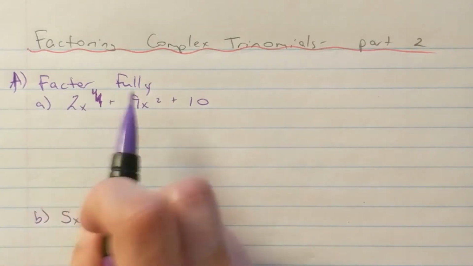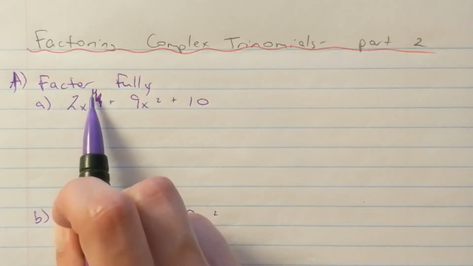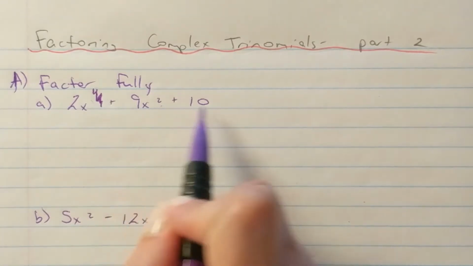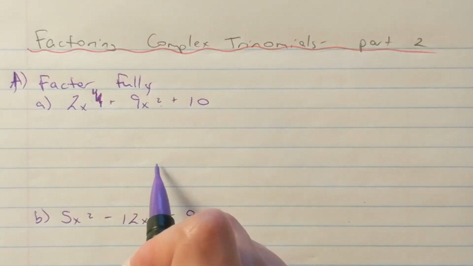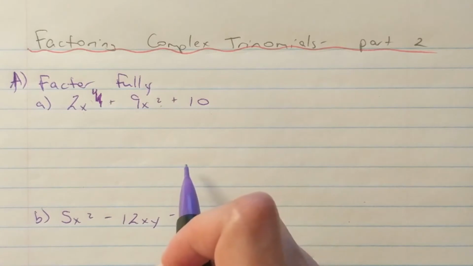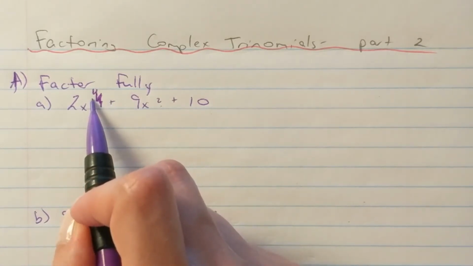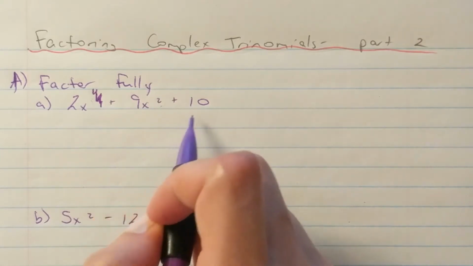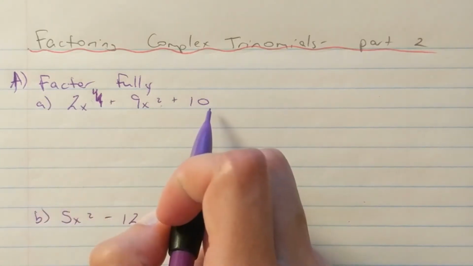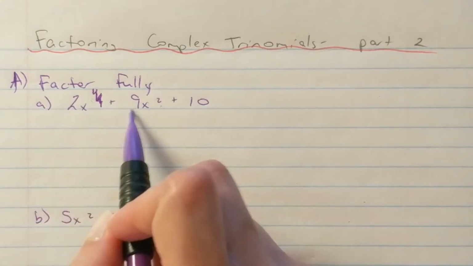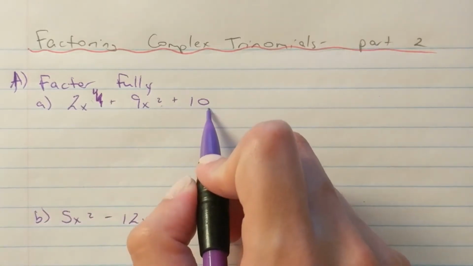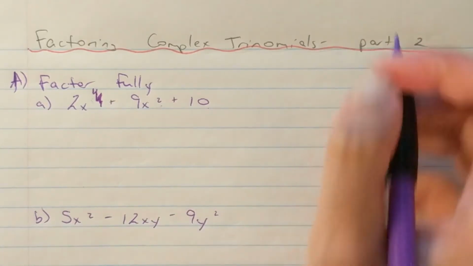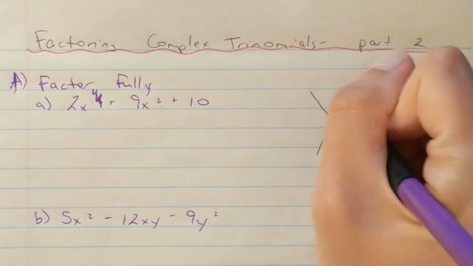We are asked to factor fully 2x to the power of 4 plus 9x squared plus 10. The difference with this and a typical trinomial problem is the fact that I have the 4 and a squared instead of a typical x. However, it follows the exact same pattern. I have 3 coefficients, my last one doesn't have any x value with it, so we can follow the exact same steps to factoring. I'm going to draw my x over to the side here, multiply and add.